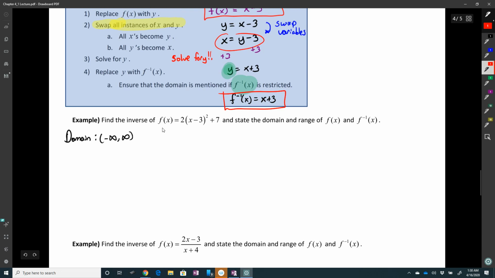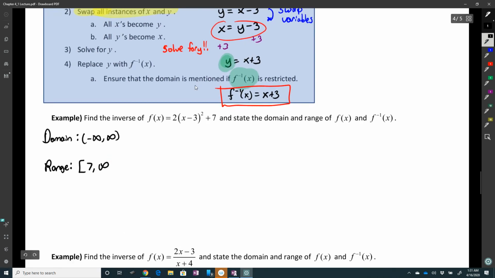Notice that this is a parabola, and it goes left 3, up 7. So that means the range, going left 3 doesn't change the domain, but going up 7 does. The range is going to be 7 to infinity. All right, anyway. Notice that I used tactics from previous exams to come up with those.